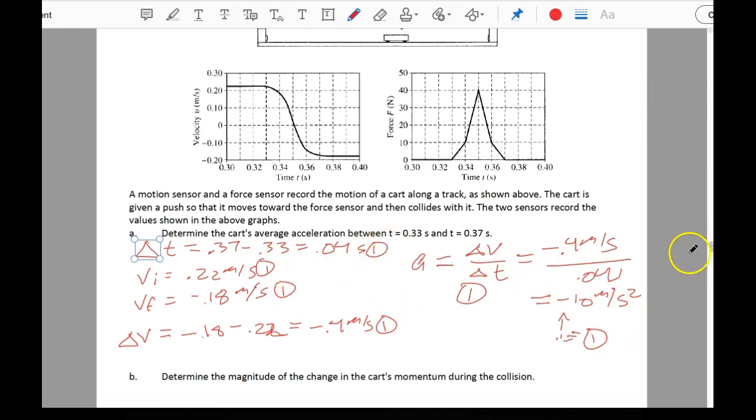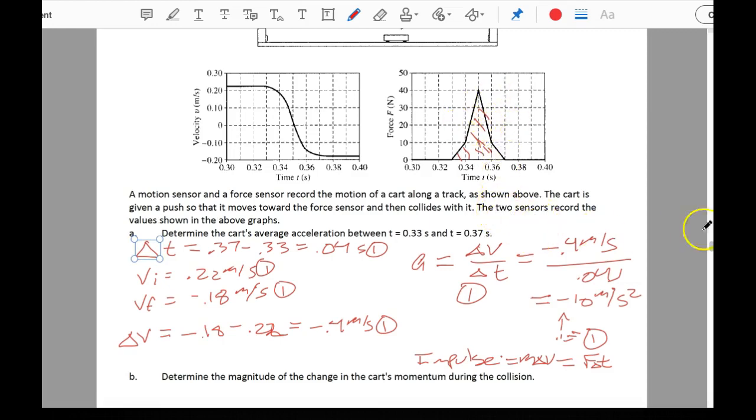They want to next have us find the magnitude of the change of the cart's momentum during the collision. If we remember, the change in momentum is really impulse, and impulse is equal to m delta v. But more importantly, it's equal to F times the change in time. So we're basically asked to go through and find out what is the area underneath here.